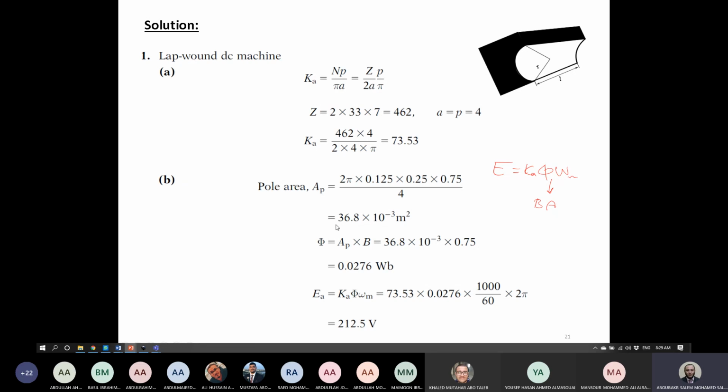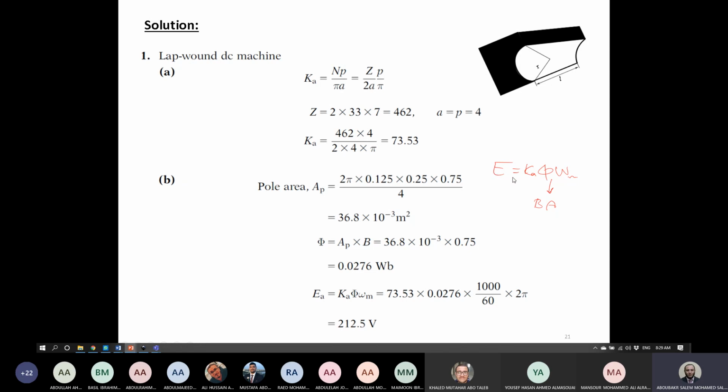So we got the area. Now you can simply multiply the area by the magnetic flux density to obtain the overall flux. So phi equals A multiplied by B. B was given as 0.75 Tesla. So simply we could calculate the value of flux. The flux is 0.0276 Weber. This is now the value of flux. Simply we can now substitute in the equation of EMF.